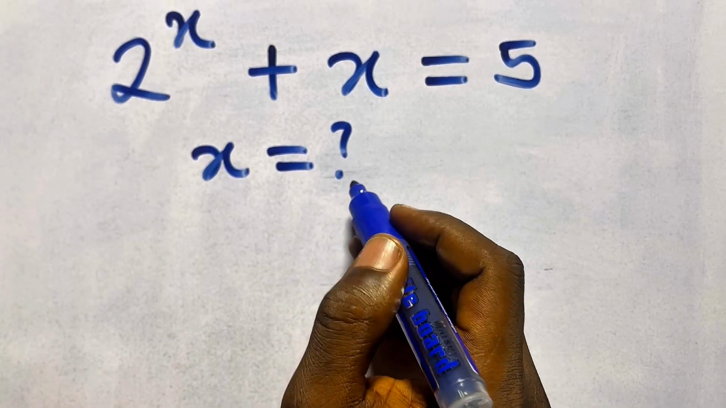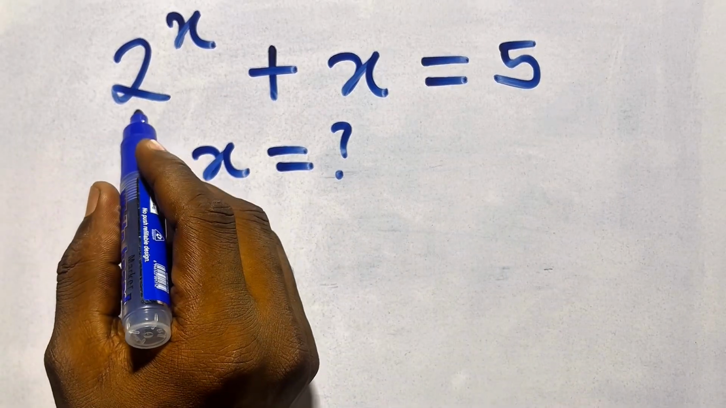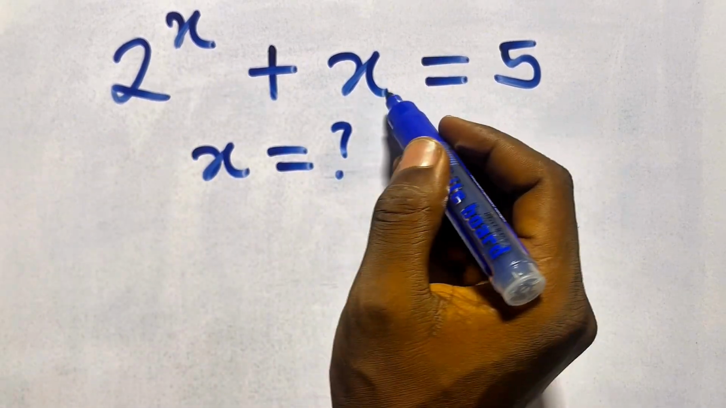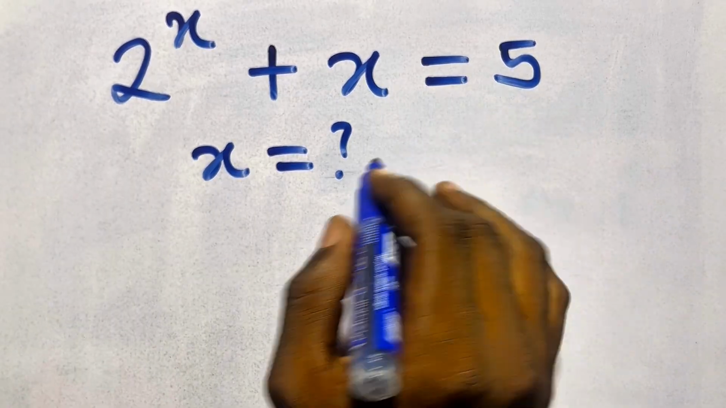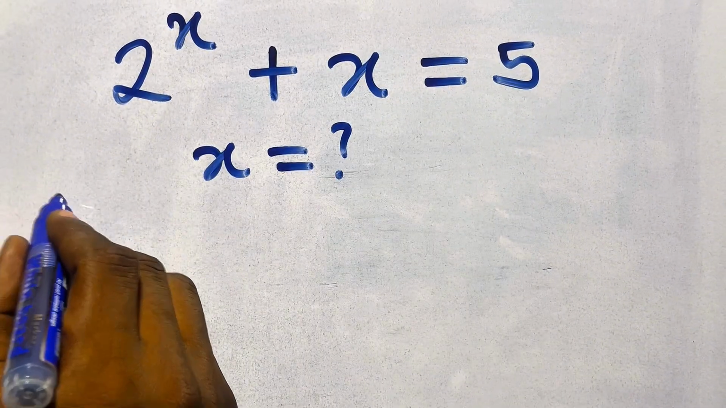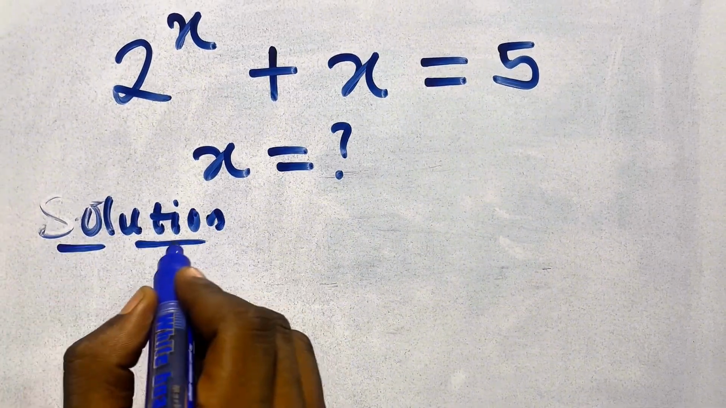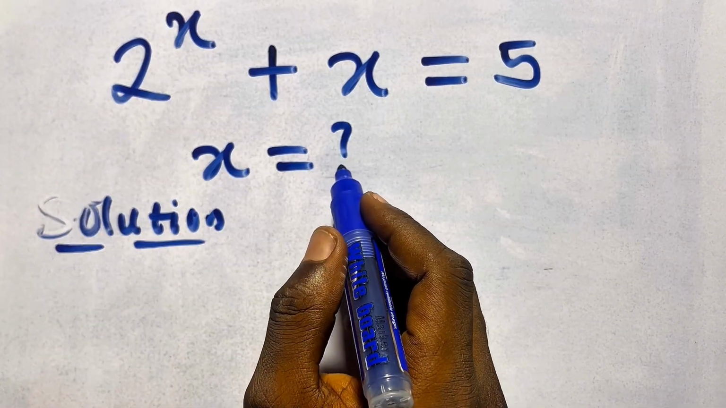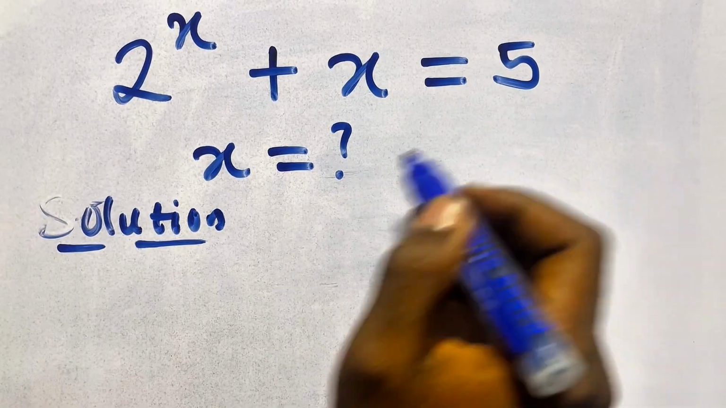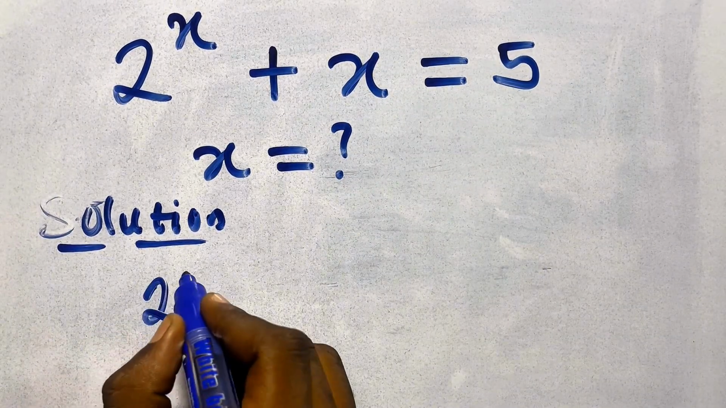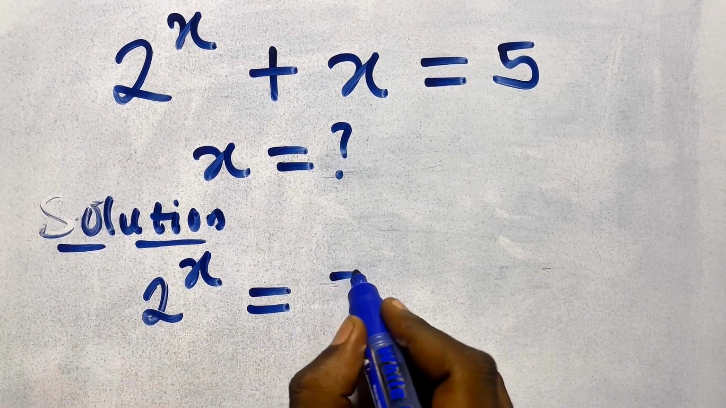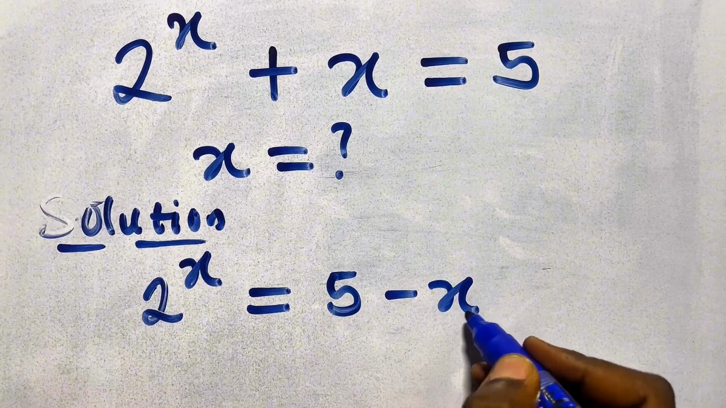How to solve this nice exponential equation: given 2 raised to the power x plus x equals 5, we are asked to find x. However, let's see the solution. The first step is to transfer this to the other side. So we have 2 raised to the power x equals 5 minus x.